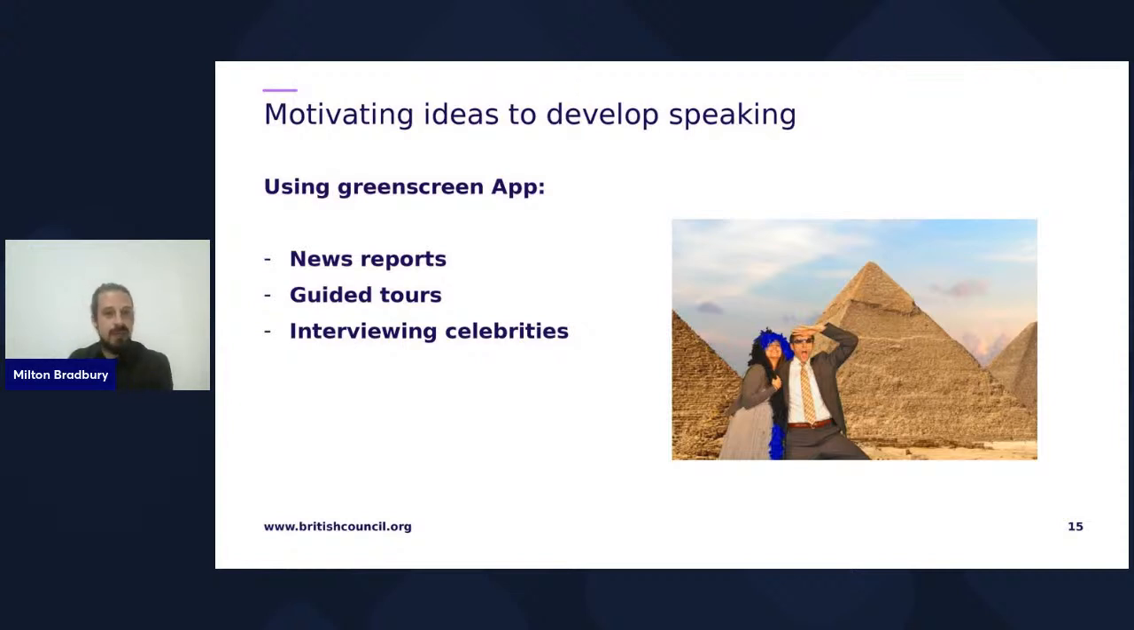What you do, you need a green piece of fabric, you put it behind the camera, and then you can set some backgrounds, and you can encourage speaking activities, and you can really go into the world of fantasy, right? Maybe for teens and adults, you can think about doing news reports or guided tours. For teens, you can think about interviewing celebrities. For kids, they can create some sort of drama. There's all sorts of things you can do with a green screen app.